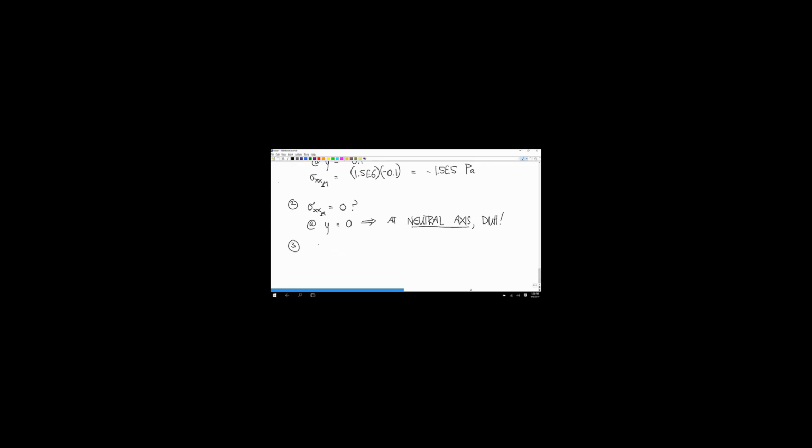And then the last one, where is this thing maximum? That's going to be at the biggest value of y, so positive 0.1. And at that point, because of the symmetry here, sigma xx due to the bending moment is equal to positive 1.5 times 10 to the 5th pascals.